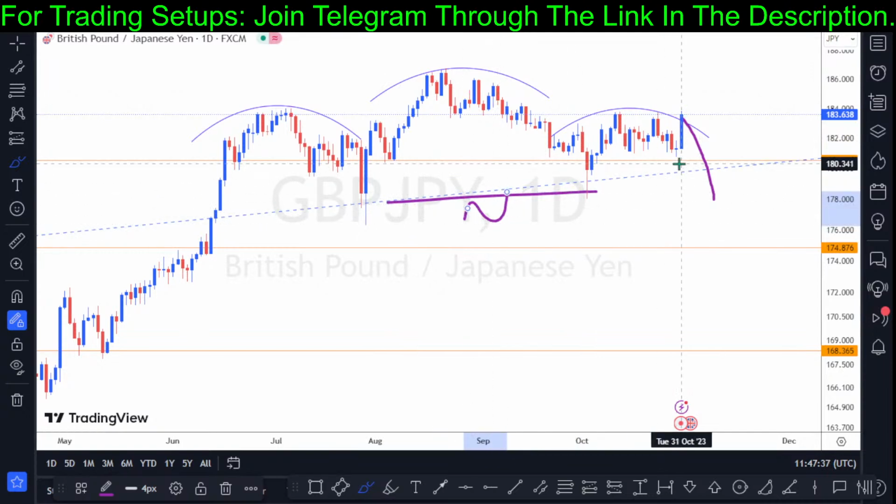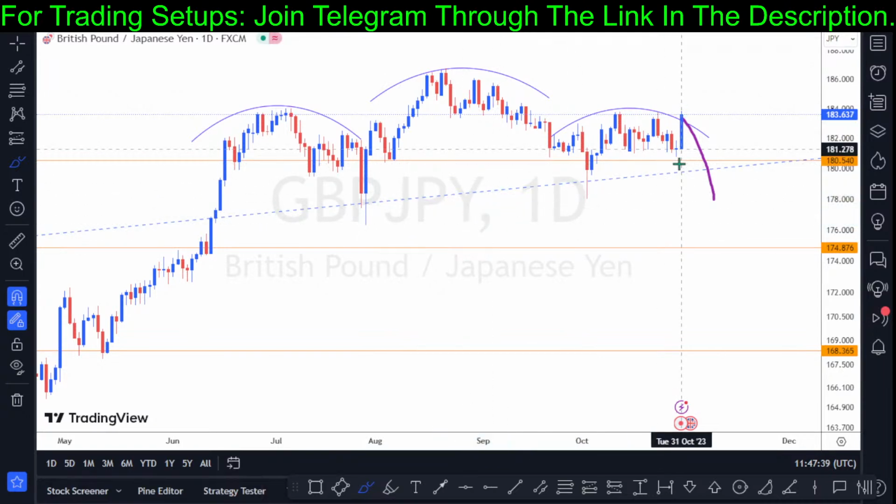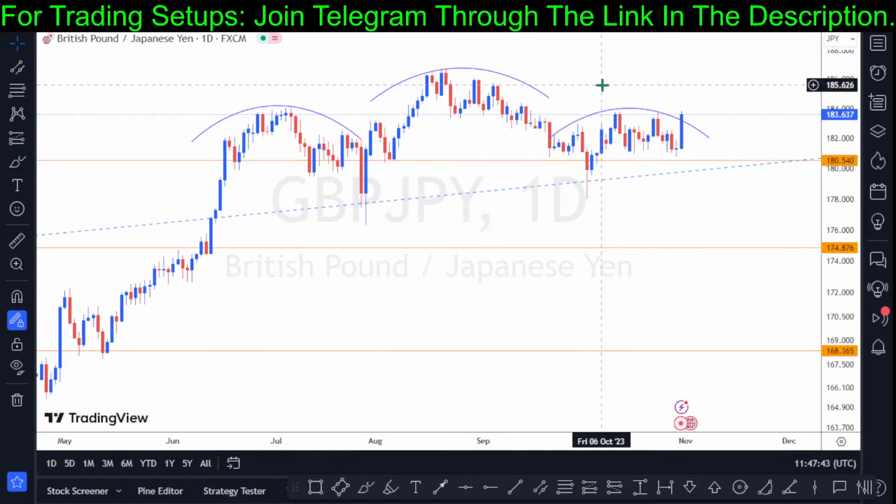So this is what we have on the British pound sterling paired against the Japanese yen. This is what I am seeing on the higher time frame as a swing trader. As a swing trader, I can't see any reason to long right here or to short.